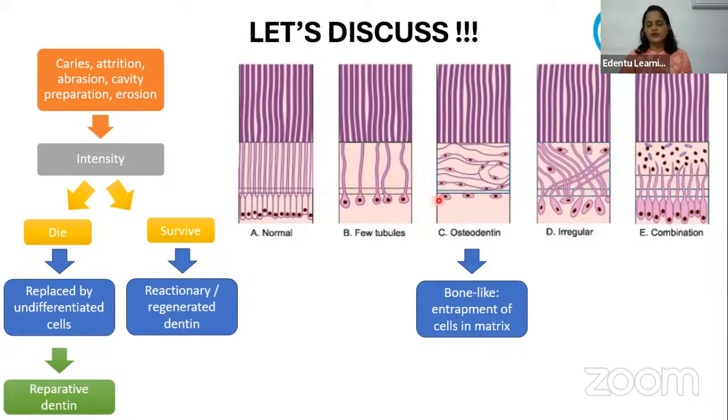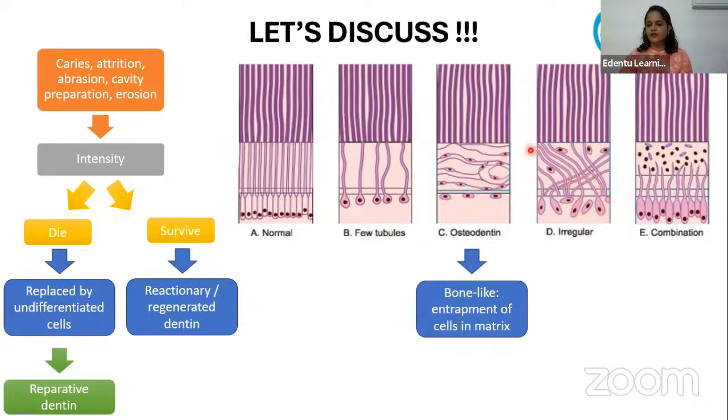Now there is another form of this reparative dentine which is called the osteodentine. Osteo means bone, so osteodentine means bone like. So why bone like? In the dentine, you can see some cells embedded in it. These are some of the cells embedded in the dentine itself, so that will give the appearance of a bone. Because of the entrapment of cells in the dentine matrix, it will appear something like a bone. That's why it's called osteodentine.